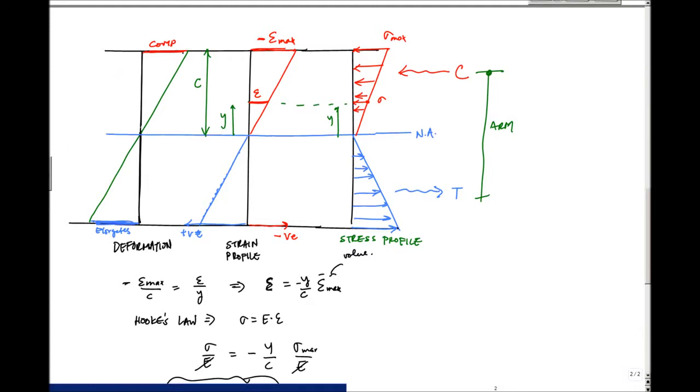I think I used some sort of blue color. This applied moment Mz, by equilibrium, is equal to T times the arm, or the distance between the resultants, or C times the arm. Okay, basically it's the couple, right?